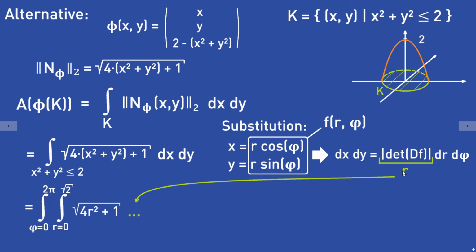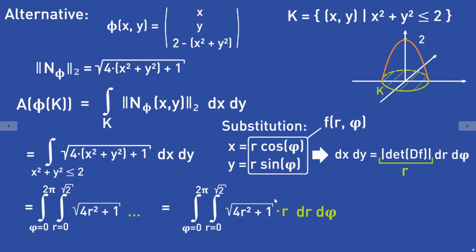Now we have to insert this here, r times dr d phi, at this position here. So in the end, we get the following integral. So this here r is our correction value, and we have to multiply this correction value with the square root here. And we have already solved this integral here a few minutes ago. So in the end, this here is equal to 13 pi divided by 3 again.